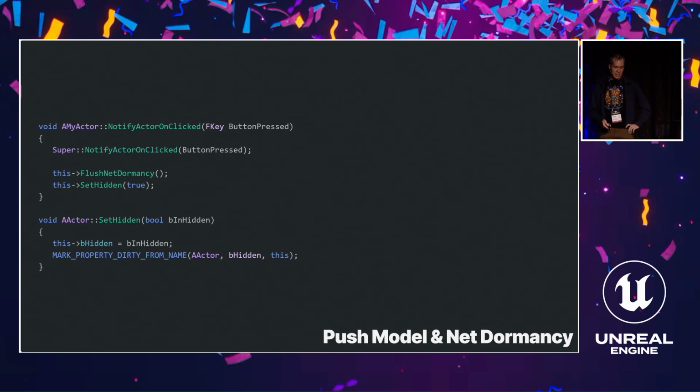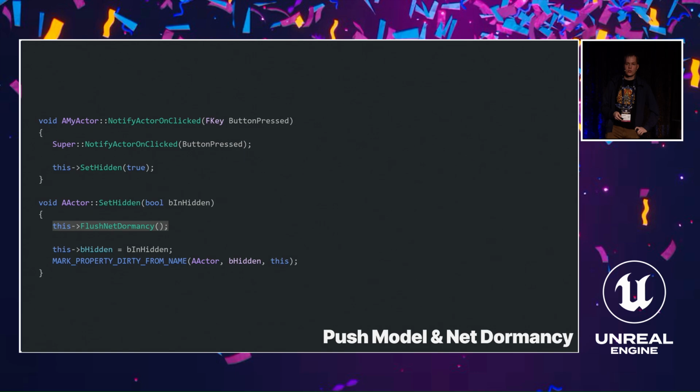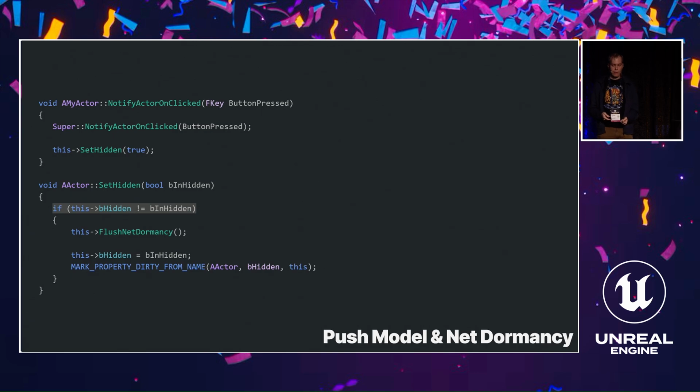Let's see if we can take them a step further, and I'll show you what we eventually got up to in RepHelpers.h. So let's take them a step further. What happens if we move flush net dormancy into our set hidden property accessor? Well, now we don't run the risk of never calling it, or run the risk of calling it in the wrong order. We always call it before the property was modified. Let's take it a step further again, and only do all of this if we actually want to change the property. If we set it to true 10 times in a row, we don't want to flush it 10 times and mark the property dirty 10 times. So we just gate it, we guard it like this.